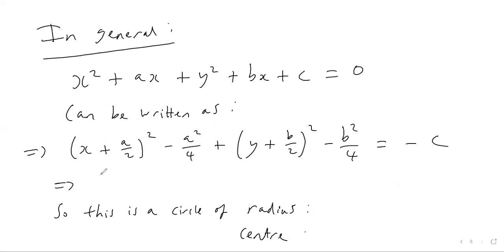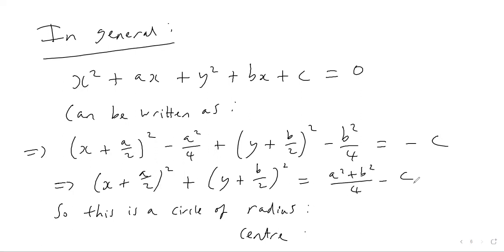Then if we simplify this, we get x plus a over 2 all squared plus y plus b over 2 all squared is equal to a squared plus b squared over 4 subtract c, just by adding this to both sides and adding this to both sides. So this is the equation of a circle, provided that this number here is bigger than 0. Let's make a note of this. We want a squared plus b squared over 4 to be bigger than c, because otherwise this would be negative, and we have to have a positive radius.